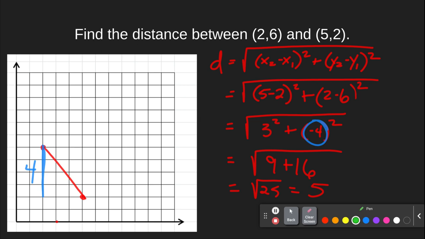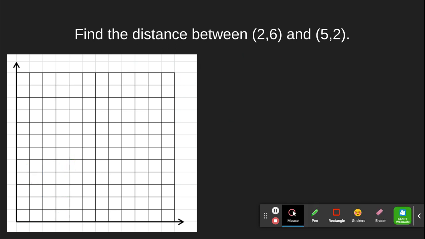Okay. And how long is this horizontal line? Oh, it's just 3. And that's what we got for this. That's all the distance formula is. It's just Pythagorean theorem. And now you see there's your 3, 4, 5 triangle that we just mentioned in the previous screen. Okay, so quick little review of Pythag.